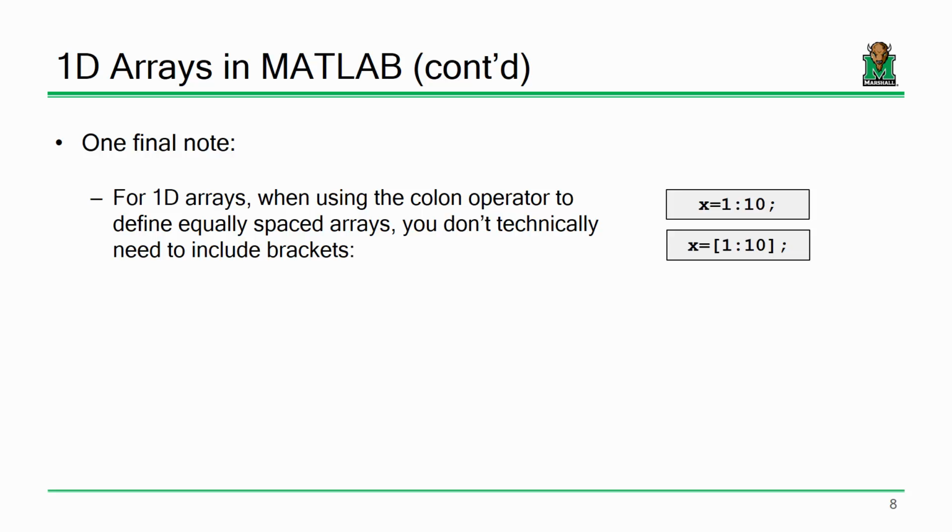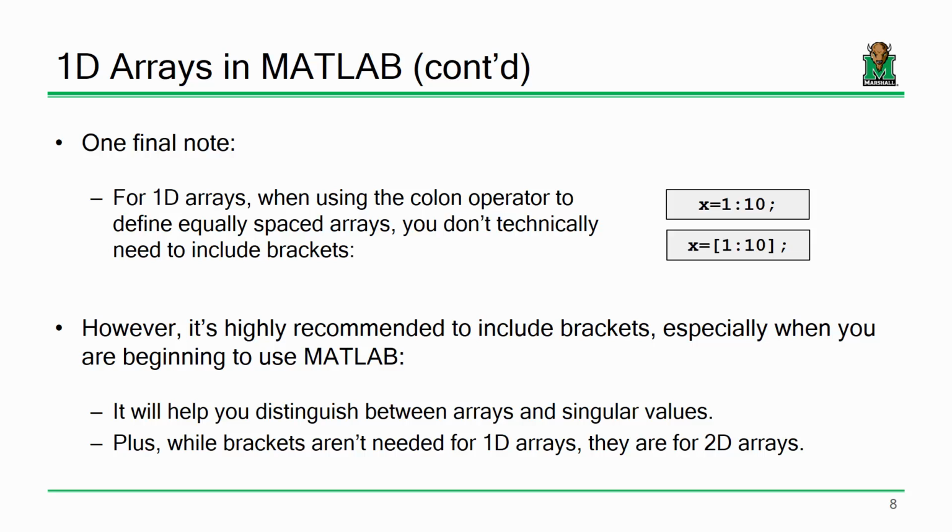Now, when we're working with a 1D array, the brackets are optional. But it's a good habit to always be using the brackets because when you're working with 2D arrays, they're not optional. So it's better just to stay sharp and not get sloppy because you'll get error messages if you're working with 2D arrays and you don't use the brackets. So it's recommended that you do, just to help you distinguish between single variables and arrays.